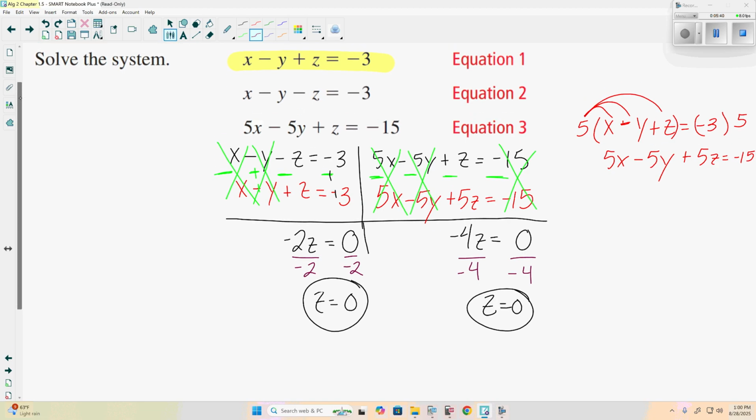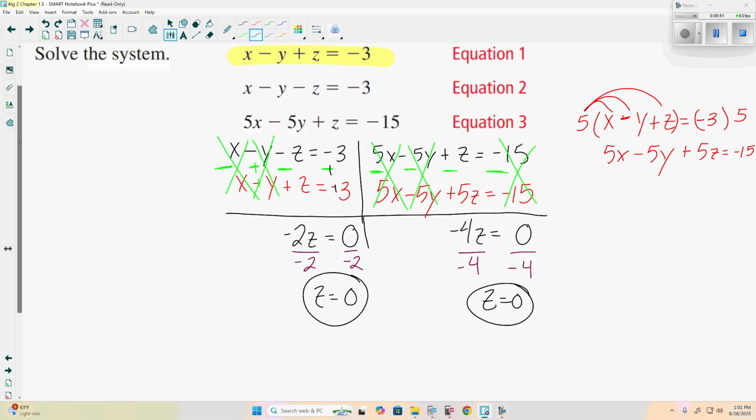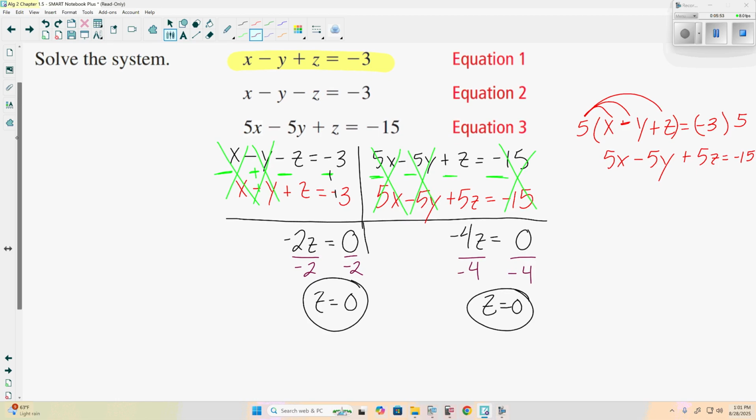Not any of the homework problems. Those should not do this where you simplify one out and get the same number for both. So for our solution, we can say for sure z is 0. Okay.